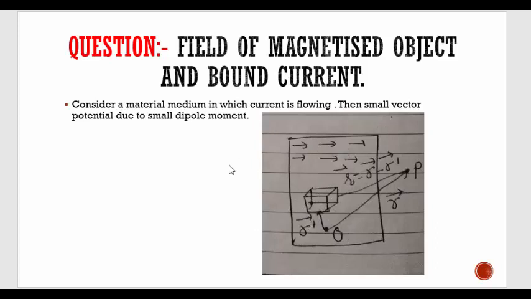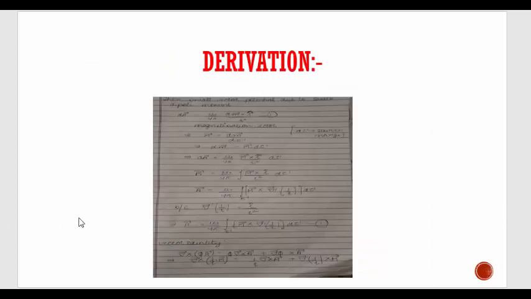Now due to this small source charge, the vector potential, dA, is equal to mu naught upon 4 pi, dm vector cross r unit vector upon r square. The vector potential is represented by the letter A vector. This is equation number 1. dm represents the small dipole moment.